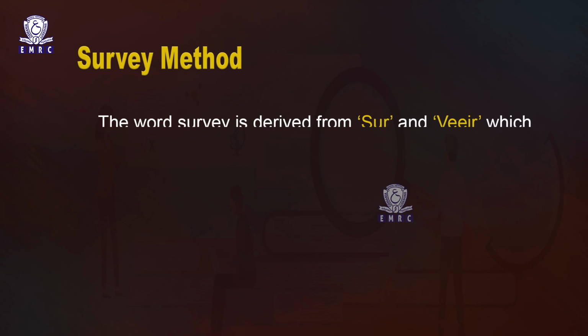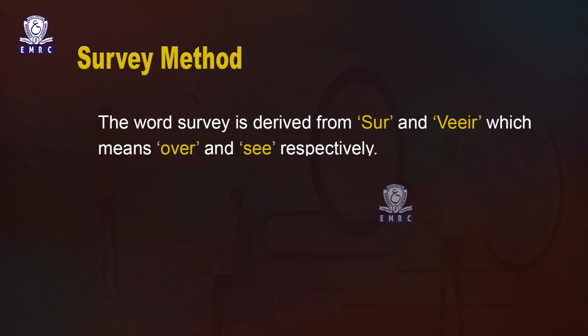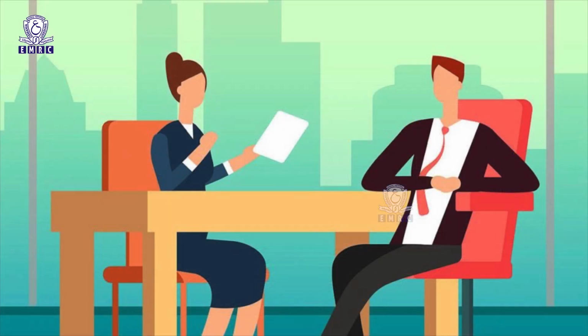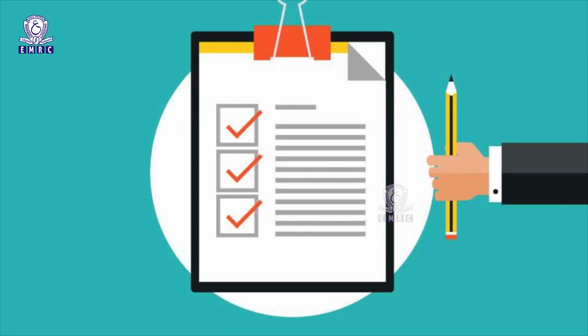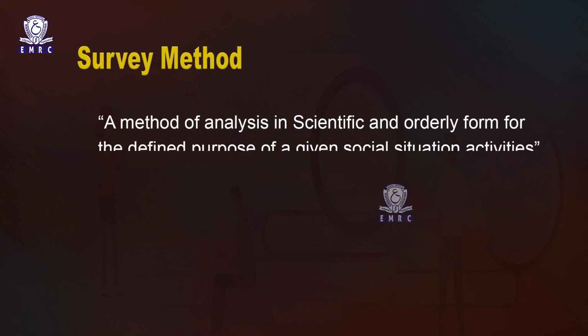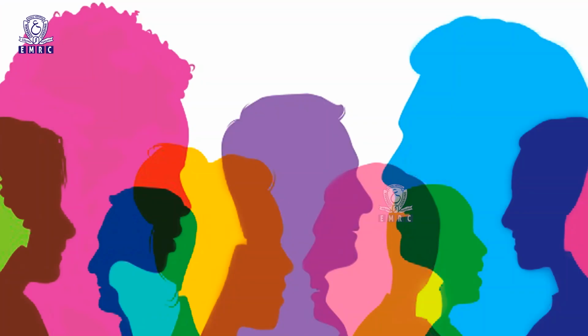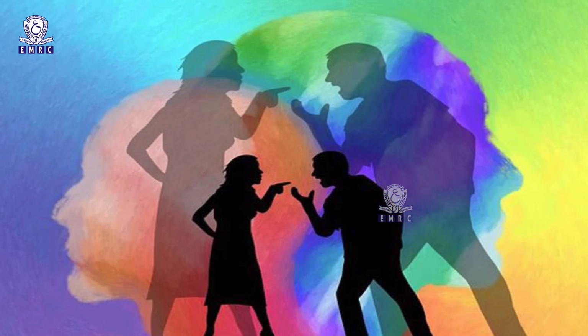The word survey is derived from sur and veer, which mean over and see respectively. The term survey is used as a method of investigation by direct observation of a phenomenon or by getting information through an interview or questionnaire method to collect data. Herman N. Morse defines it as a method of analysis in scientific and orderly form for the defined purpose of a given social situation. A social survey draws the characteristic features of addressing a burning social issue and moves towards a constructive program of social research.